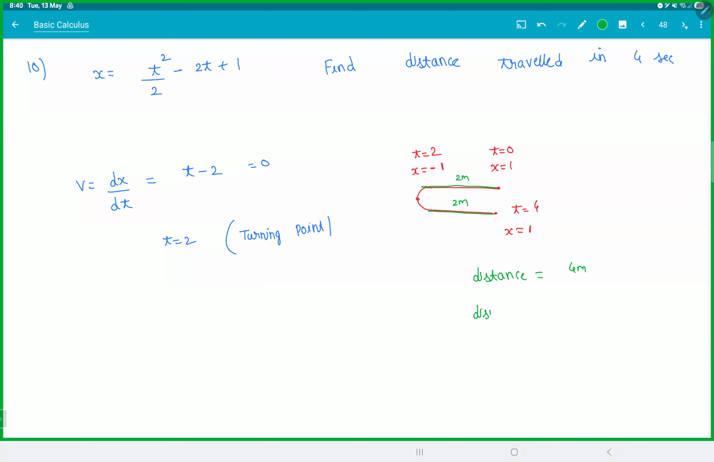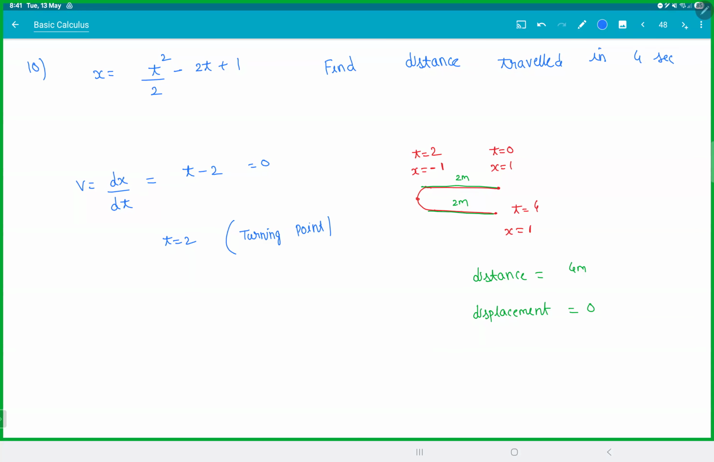If they ask you displacement, then it is 0. So be careful. When I say distance, it's a trap. You have to be careful. Isn't this how we solve this kind of questions? Easy. Got this? Let's see one more.